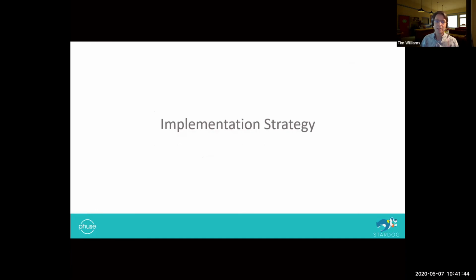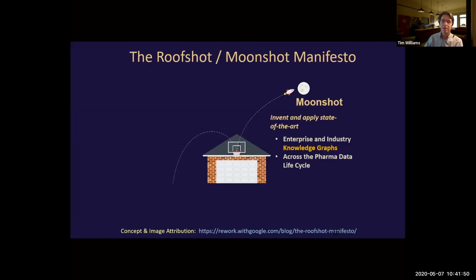I will now talk about implementation strategies to help overcome these obstacles to transformation. You may have heard of Google's Moonshot Manifesto, where you shoot for the moon to invent and apply state-of-the-art technology. This approach can be impractical for pharma, and I was influenced by the modified Roofshot Moonshot Manifesto, which encourages incremental impacts in production use, building toward the moonshot.